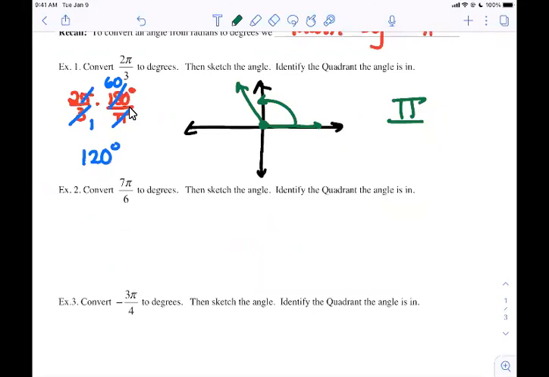In example 3, that is a negative 3 pi over 4. So convert it to degrees, make a sketch, and then identify the quadrant. Make sure you have your arrow and arc indicating whether it's clockwise or counterclockwise. Okay, try both of them. Then I'll go over them, and then we'll do example 4 together.